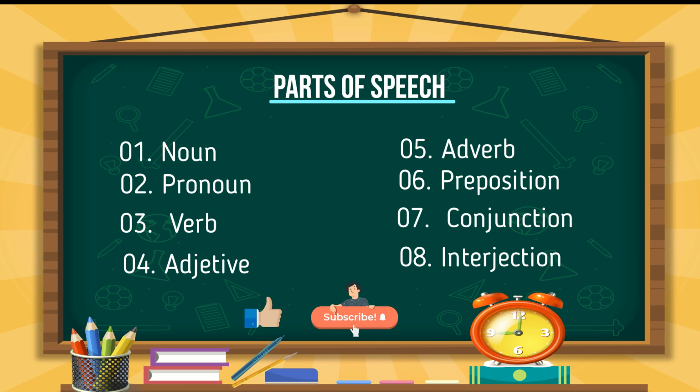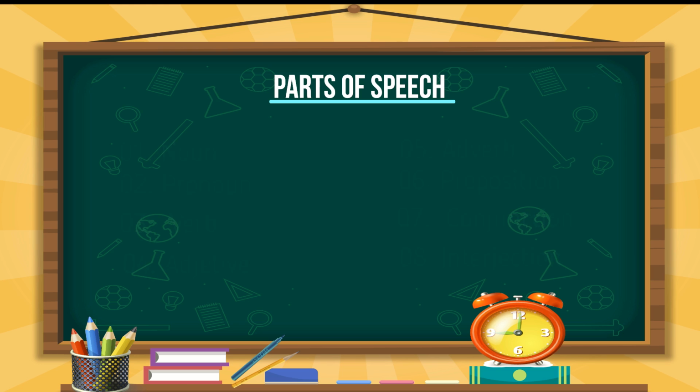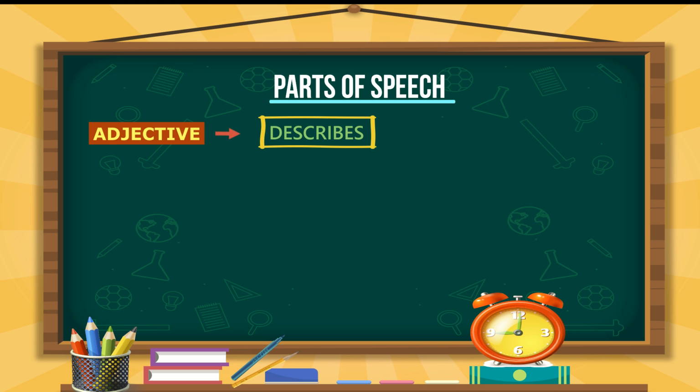Now let's get back to the topic. Next is adjective. What are adjectives? Adjectives are words that describe nouns. Adjectives can tell us information about a noun. So, let's see the examples.